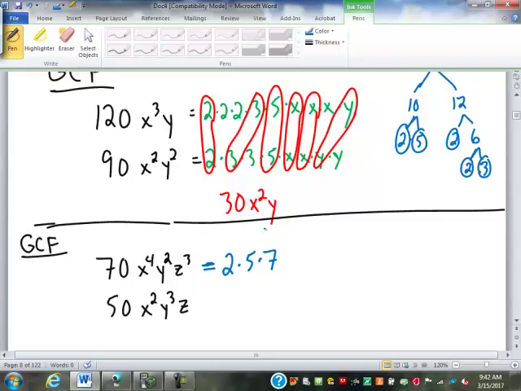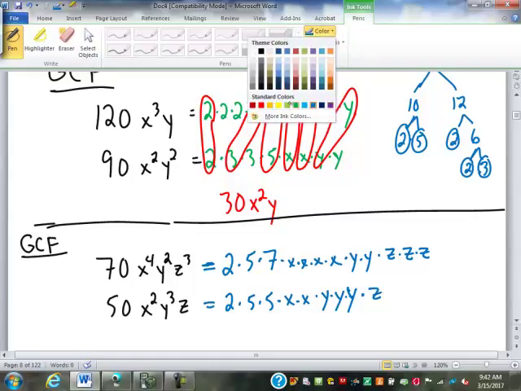So, yes, factoring 70 is 2 times 5 times 7. X to the fourth is 4 x's. Y squared is 2 y's. And z to the third is 3 z's. If you factor 50, it is 2 times 5 times 5. X squared is 2 x's. Y cubed is 3 y's. And then z is just z.